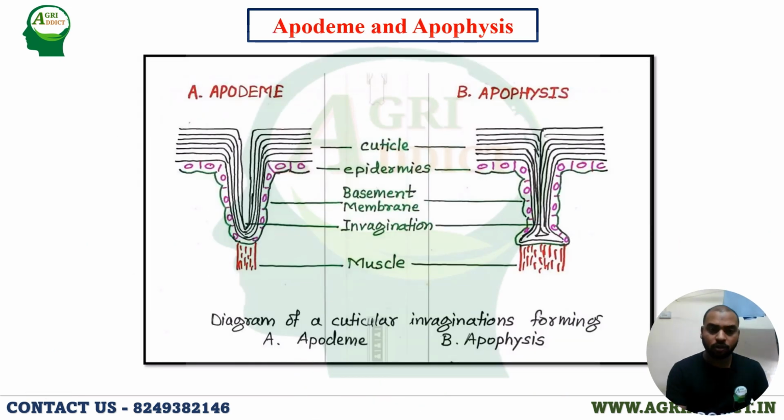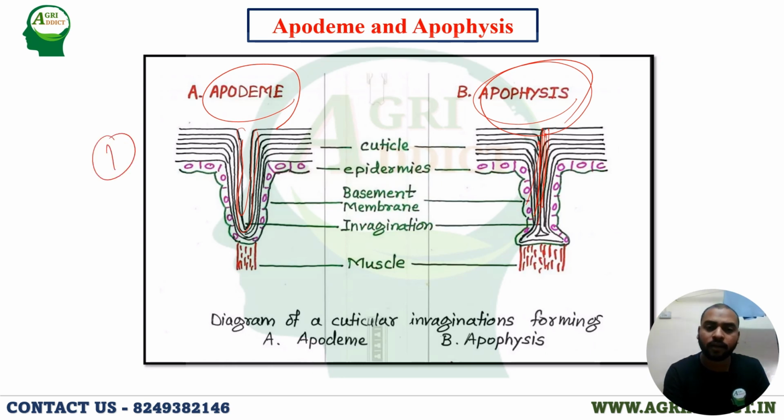So here I have told you solid invagination and hollow invagination. You see there is a hollow-like structure, that means there is no filling structure, that's called apodeme. And here there is a filling structure, there is no gap or hollow, that is called apophysis. So these are the two different types of endoskeleton that are present in the insect body.